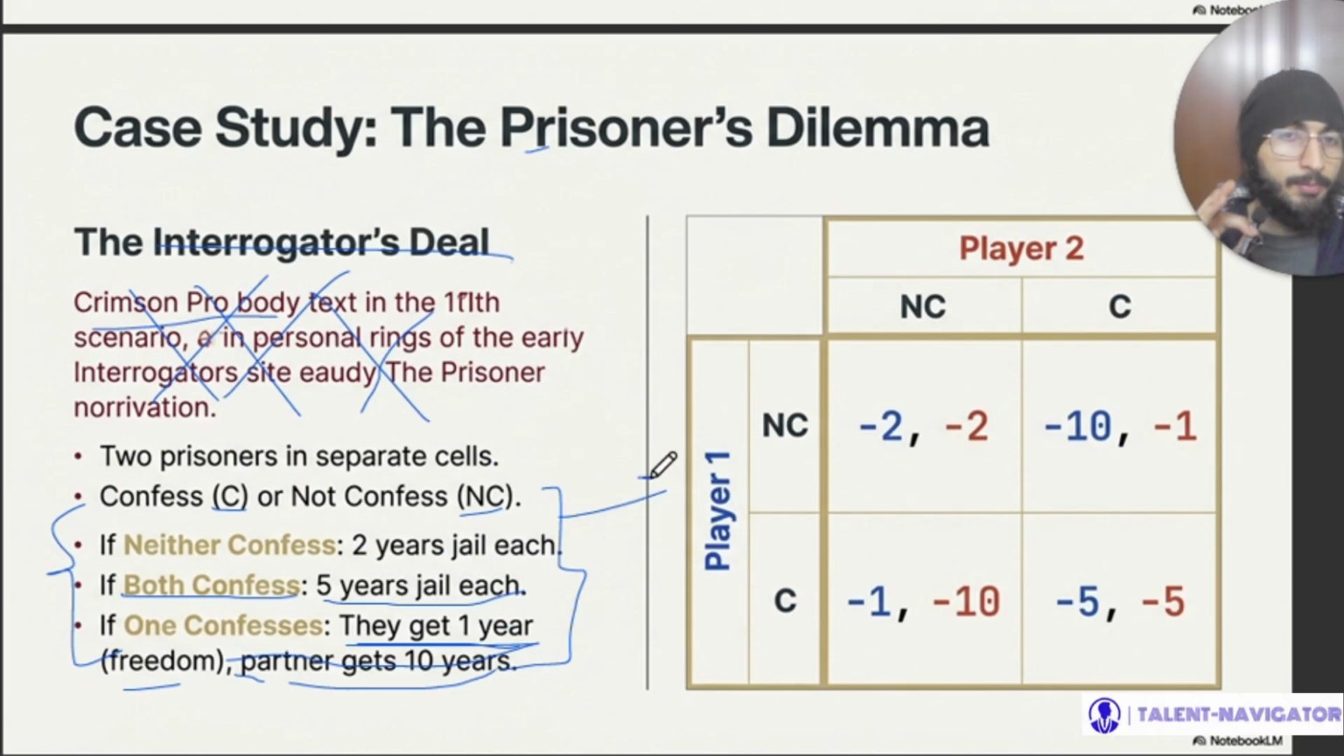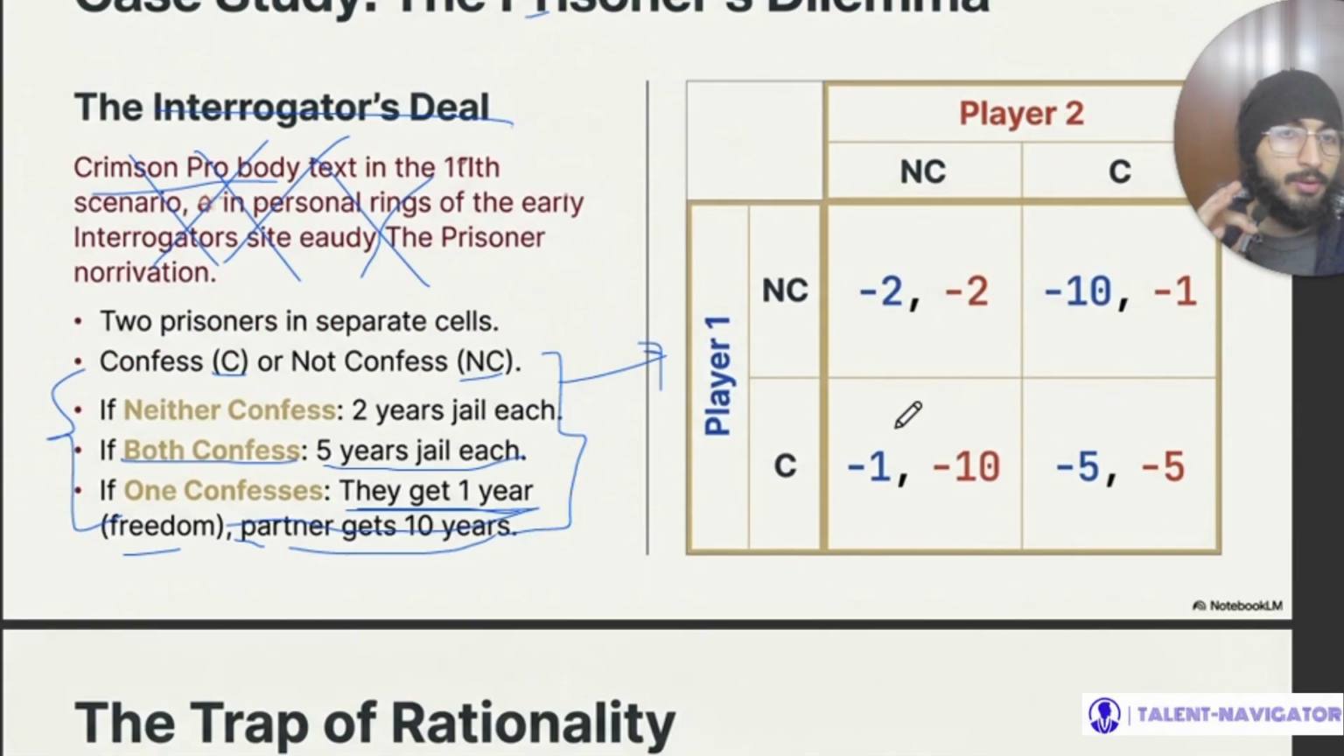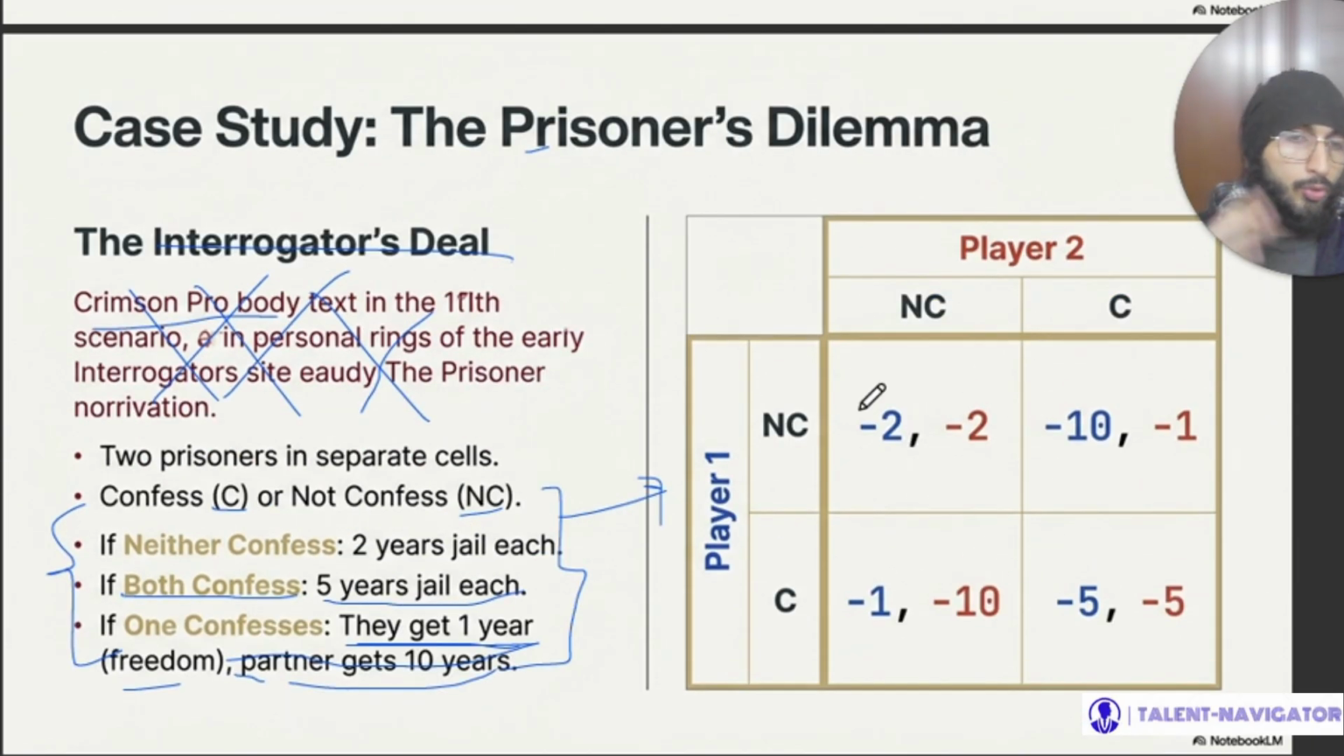Now this is basically the payoff matrix that has been made here, right? So you can see there are two rows and two columns. This is player one, that is prisoner one, and this is player two, prisoner two. And we basically have two columns, if player 2 does not confess and if player 2 confesses, and also two rows, player 1 does not confess and player 1 confesses, right? So this is how we're denoting it.